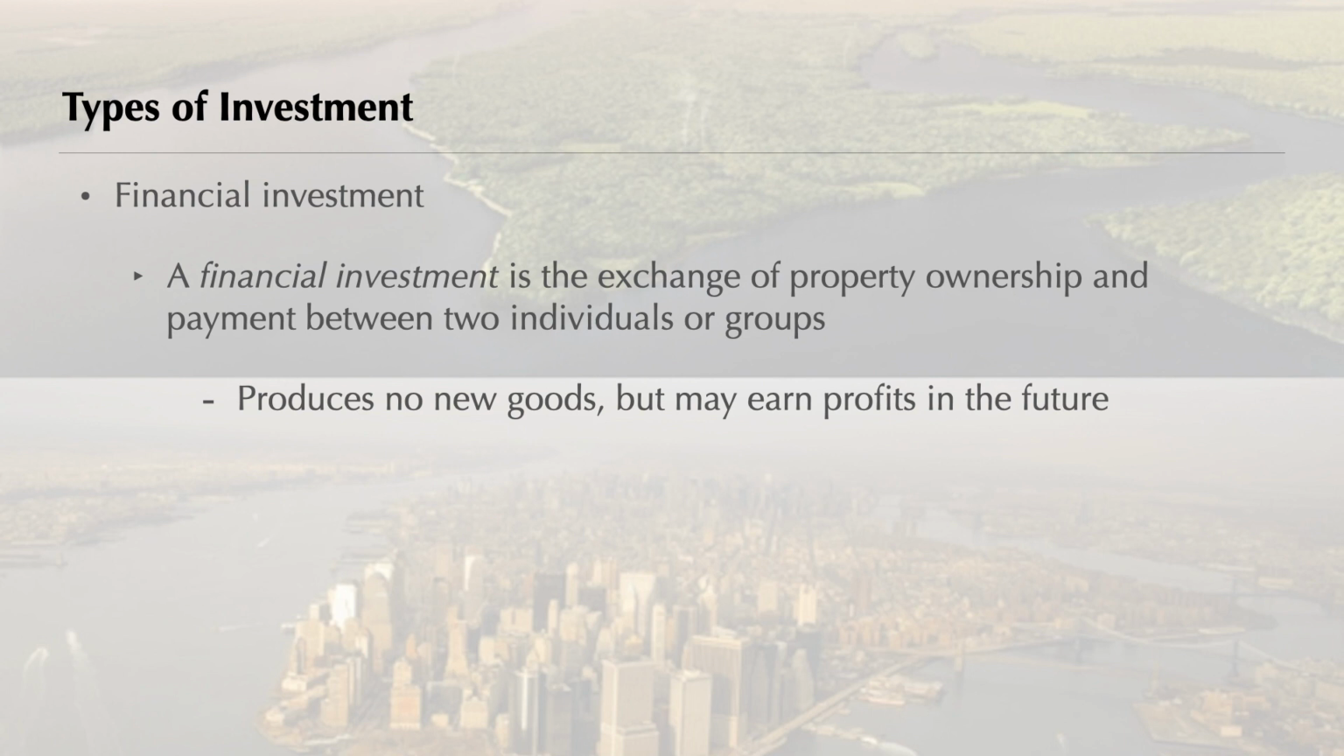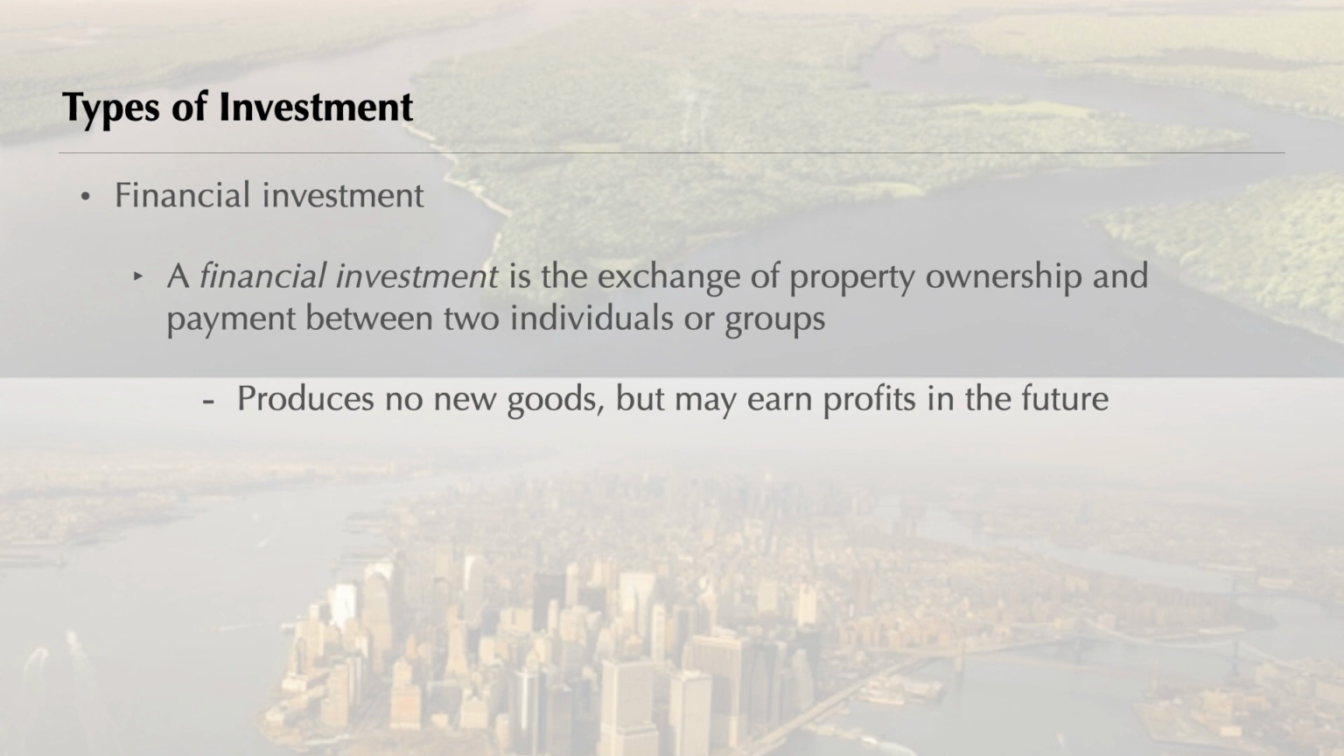Now you know how to go about creating an overall financial plan. Several investment decisions remain, however, to make the plan complete. For example, what goals do you, the investor, have for your money? Perhaps you hope only that an investment will grow in value during the time you own it. On the other hand, you may hope that your investment increases in value by helping to create new goods. These two types of investment are financial investment and real investment. The exchange of property ownership and payment between two individuals or groups is known as a financial investment.